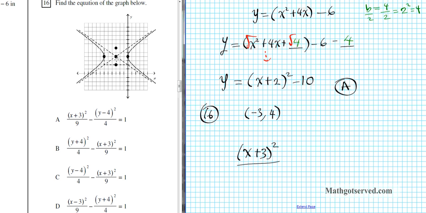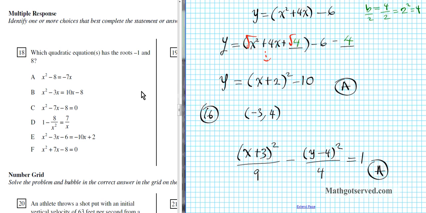Over, since you're going side to side 3 units, you square that, over 9, minus, and then for the y, you do the opposite, y minus 4 squared, over, since you're going up and down 2, the denominator is going to be, well, there's an error in this problem, so this is supposed to be 4, equals 1. All right, so we can clearly see that our answer for number 16 is option A because that's the one that matches our vertices. So option A is the answer for number 16.